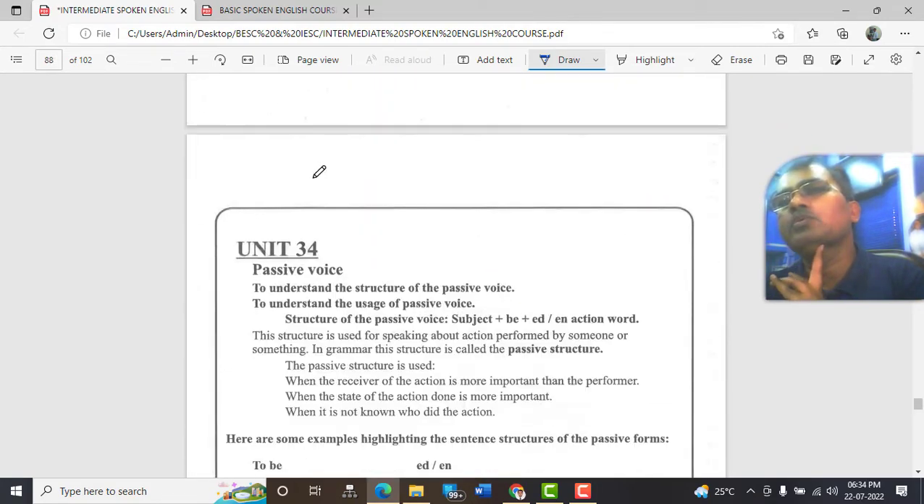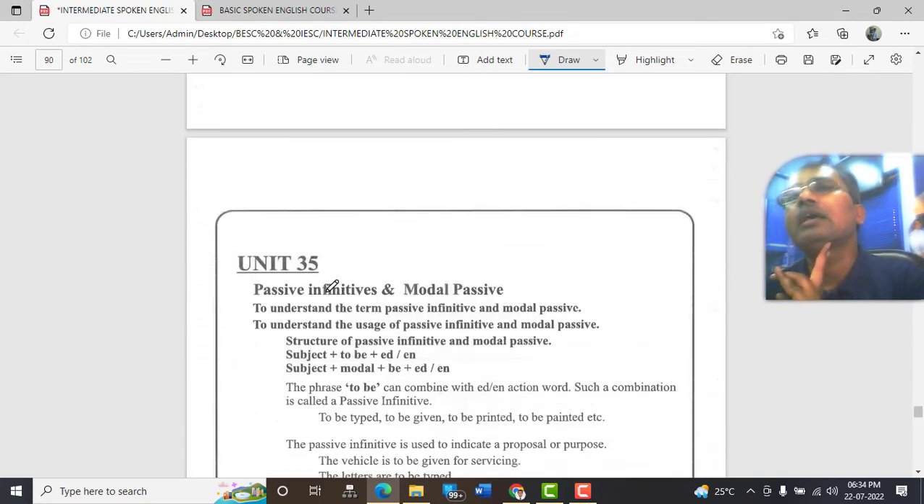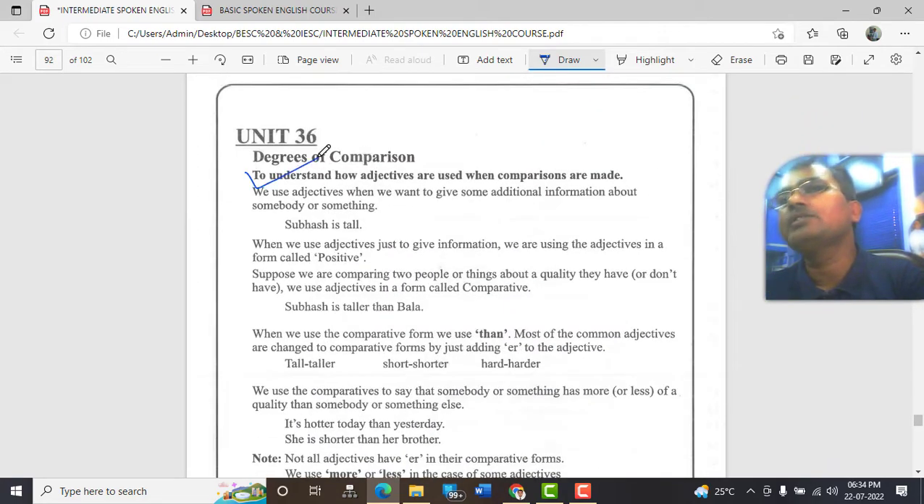After prepositions, we'll go for passive voice, active voice. You will be knowing this. The passive infinitives, modal passives, and we'll be talking about the degrees of comparison.